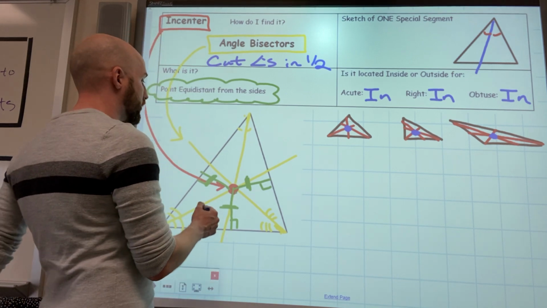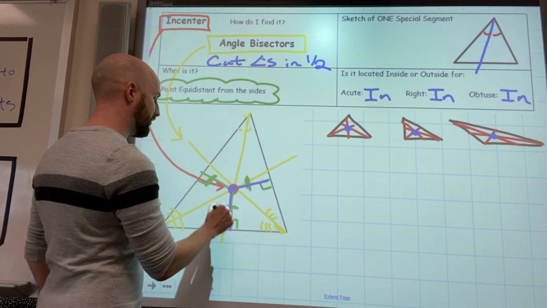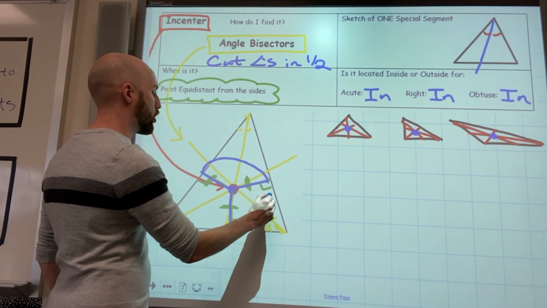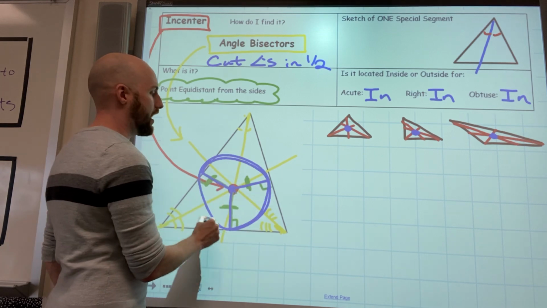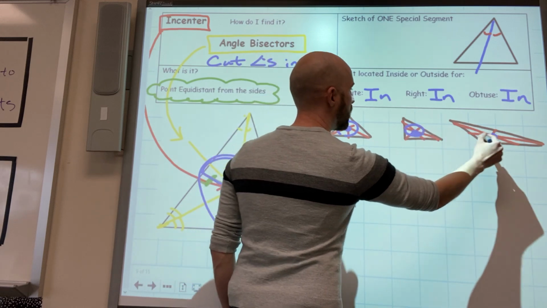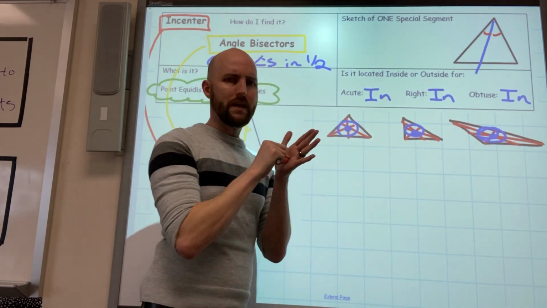One interesting feature of that one we previewed yesterday was at this point, because these three distances are the same, if you were to set your compass onto this, it would make a circle that perfectly fits inside of the triangle. And the fact that the circle has to fit inside the triangle is part of the reason that its center will always be inside.